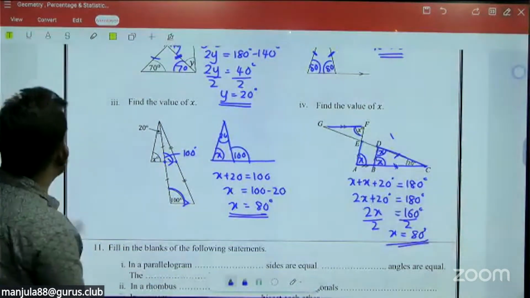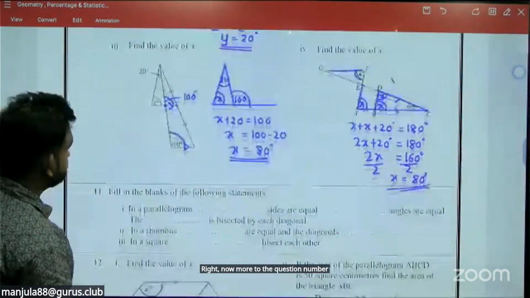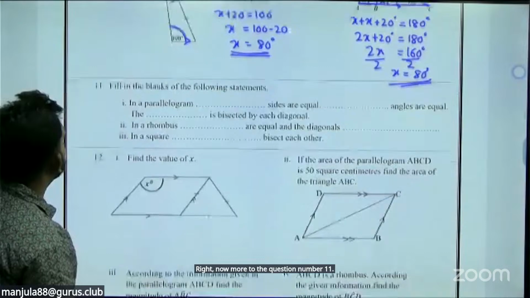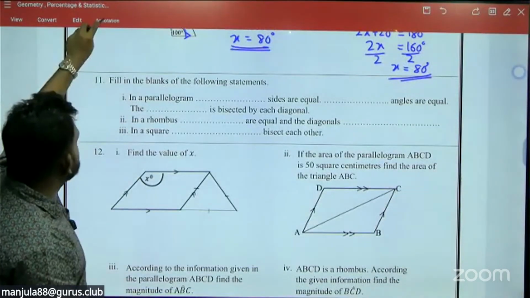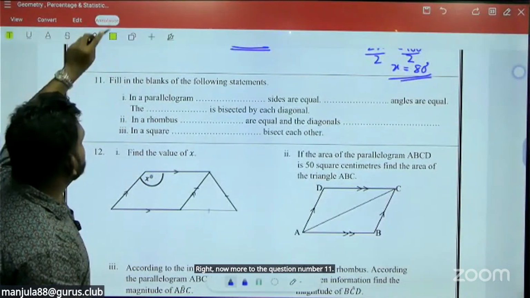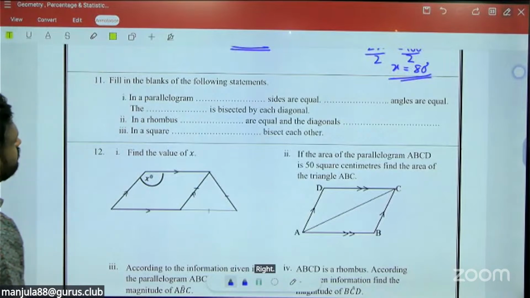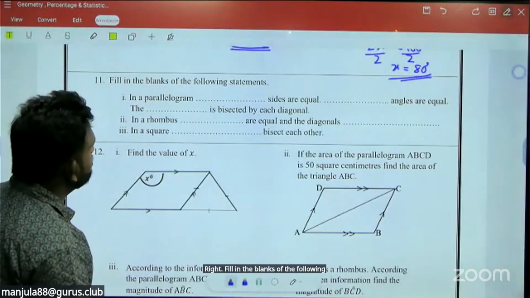Right, now move to question number 11 there. Fill in the blanks of the following statements in a parallelogram.